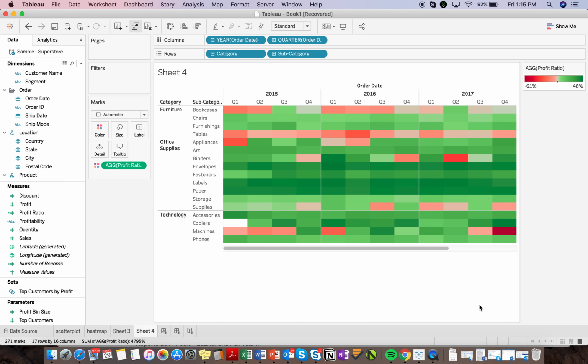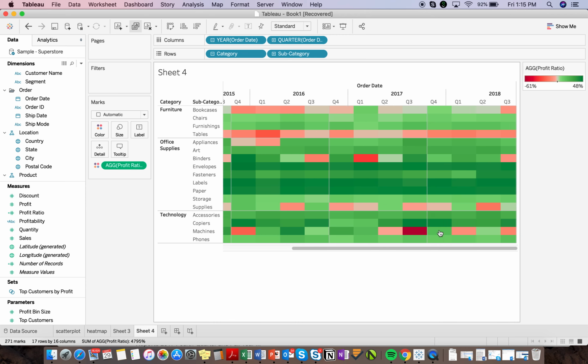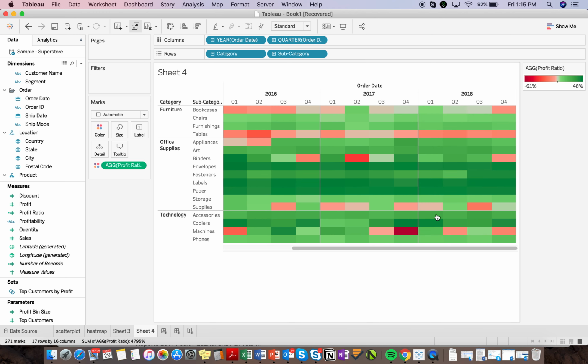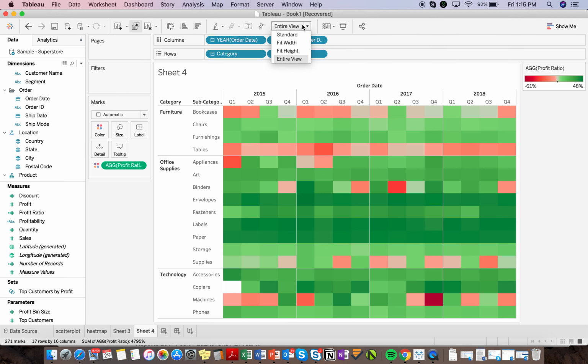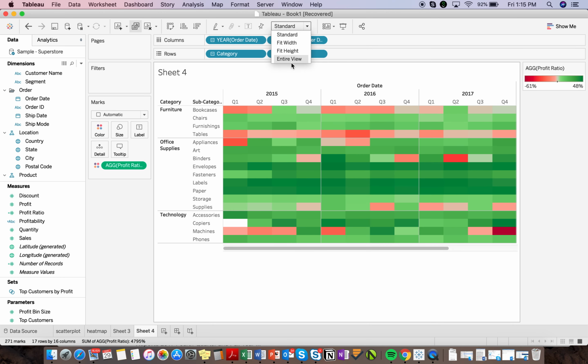So in this case, we can see which segment as well as which year and quarter we are able to generate the highest profit, which is the darkest green, as well as where it generates a negative profit of 61%, which is in quarter 4 2017 for the machines. If you would like to look at this in a more entire view, we can change the view to fit the height and the width of the table.